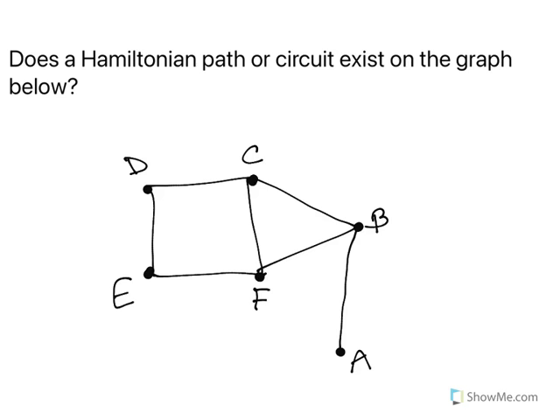And does a Hamiltonian path or circuit exist on the graph below? Well, you probably noticed pretty quickly that over here, A only has a degree of 1, which means if I would start at B and go to A, there's no way to get back to B without repeating a vertex, which is against the rule. So we cannot have a circuit, right? Because there's no way to start and end at the same spot. Because I can't get to A two different ways.